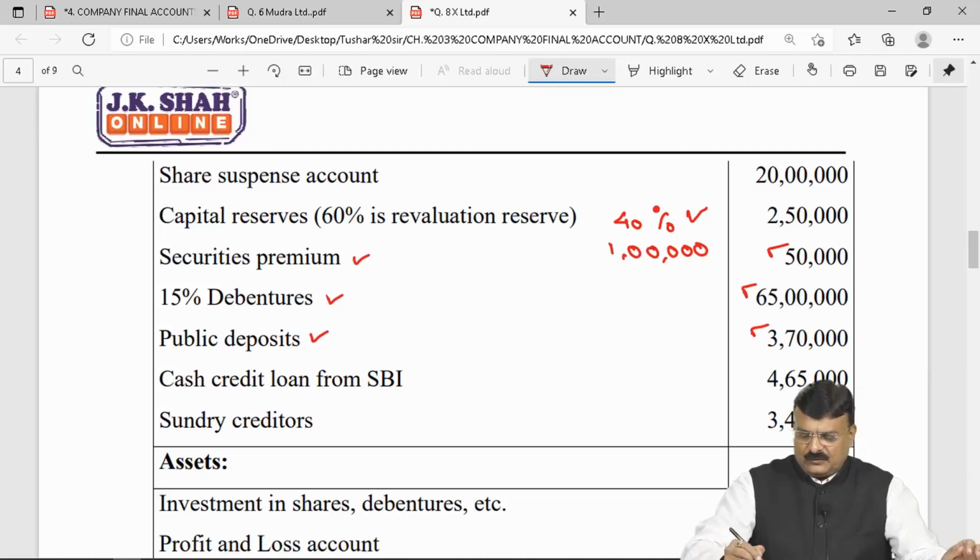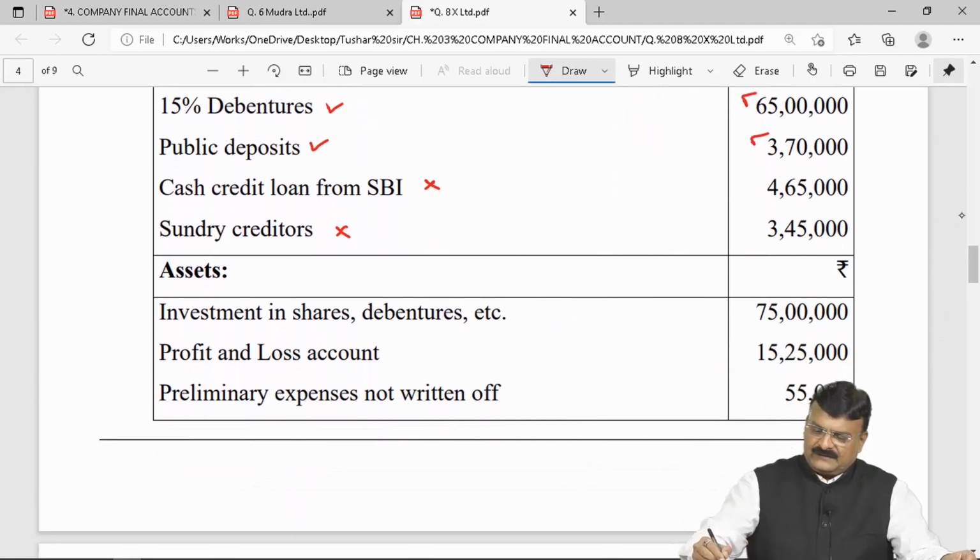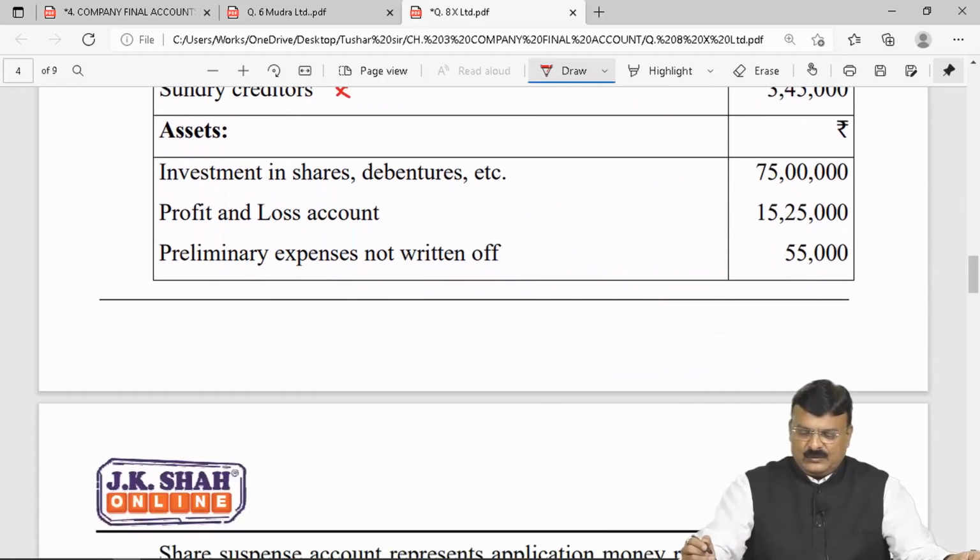Cash credit loans, no, because it's a short term borrowing. And sundry creditors also no, it's a short term borrowing. Assets: investment in shares and debentures, etc. That investment will be deducted if your company is a non-investment company. If the company is an investment company, no effect.